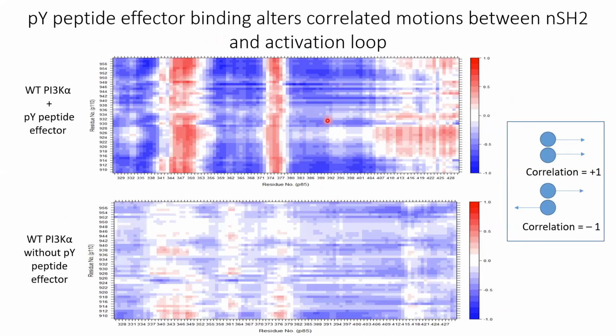I also looked at correlated motions between the NSH2 domain and the activation loop. And what I'm showing here is a correlation plot, and it's a heat map. So it's essentially the Pearson correlation, +1 being perfectly positively correlated, -1 being perfectly anti-correlated. And as you can see here, in the presence of the phosphotyrosine peptide effector, the correlated motions between the residues of the NSH2 domain, shown here in the x-axis, and the activation loop in the y-axis, are strongly perturbed relative to the cases in which phosphotyrosine peptide is not bound.